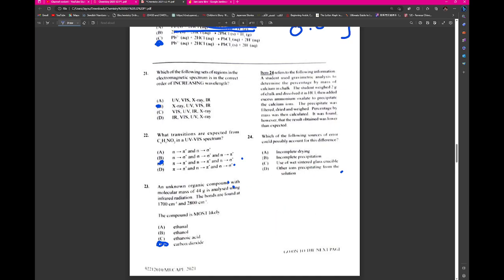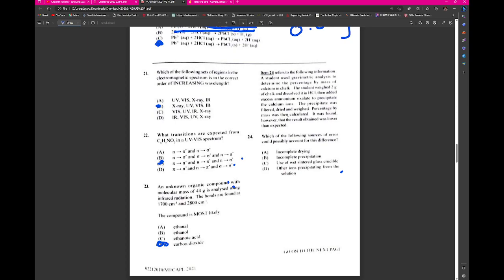Item 24 refers to the following information. A student used gravimetric analysis to determine the percentage by mass of calcium in chalk. The student weighed 2 grams of chalk and dissolved it in HCl, then added excess ammonium oxalate to precipitate the calcium ions. The precipitate was filtered, dried, and weighed.